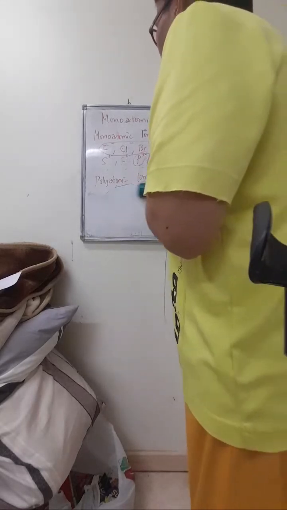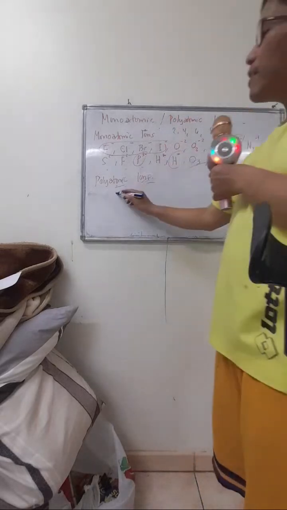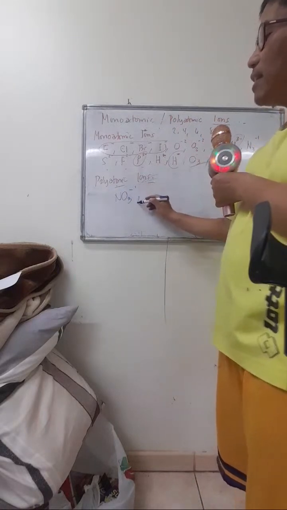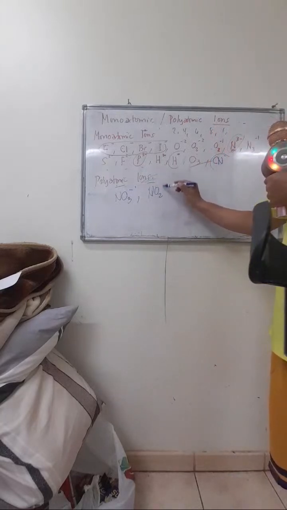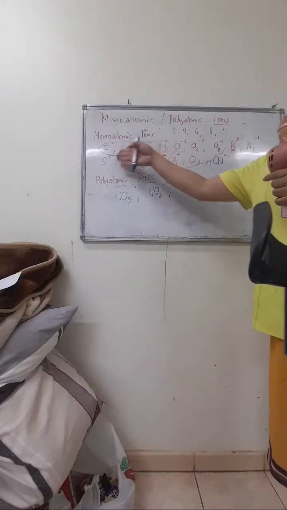Things like that. Now, another thing also, for the nitrates. First, NO3 negative 1, nitrate. NO2 negative 1, nitrite. But there's no hypo thing. The hypo rule is only applied to the halogen family: fluorine, chlorine, bromine, iodine. You will never apply that to anything else.